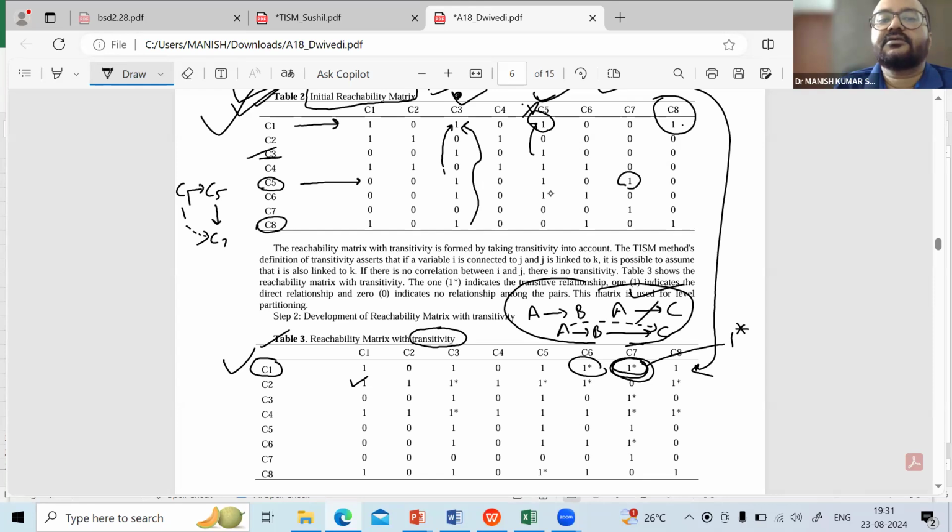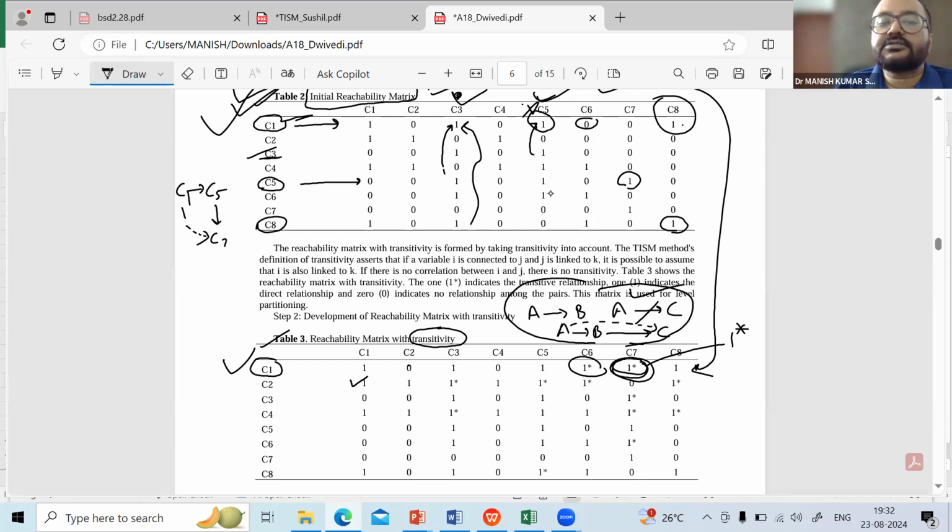For C6, there is no C6 impacting C1, and there is no relation between C1 and C6. Here you can see it this way: C1, there is no relation because there is a 0. So we'll leave it. Now we'll go to C1 again, going to the last. What is this? So C1 is having impact on this.